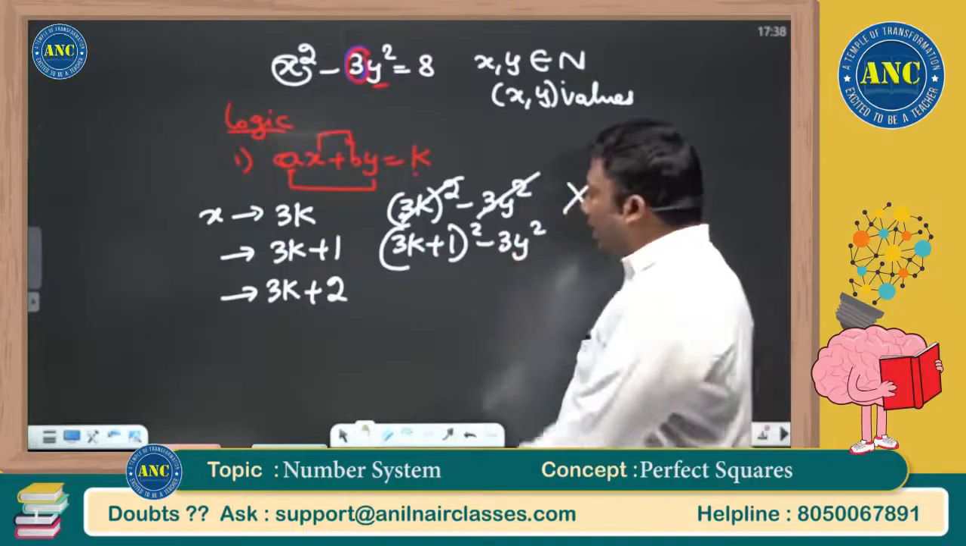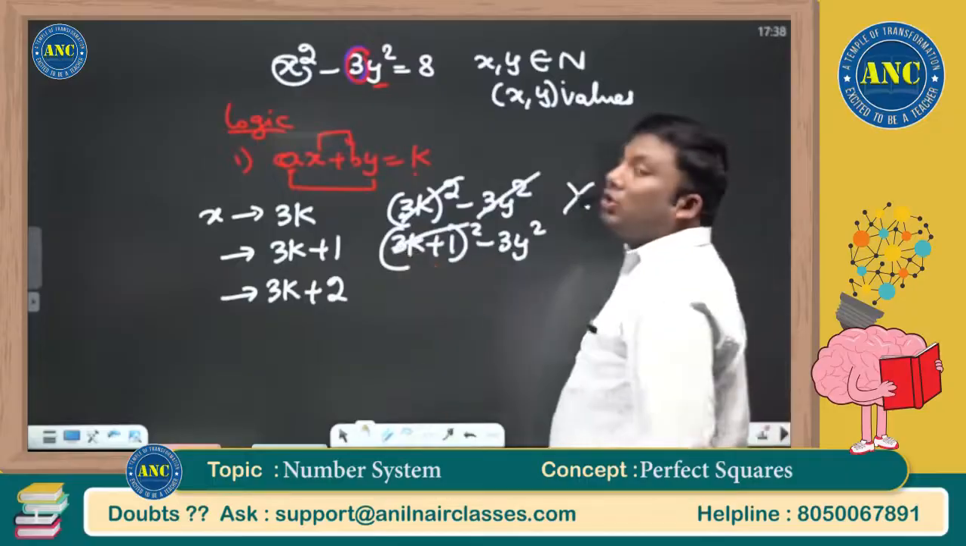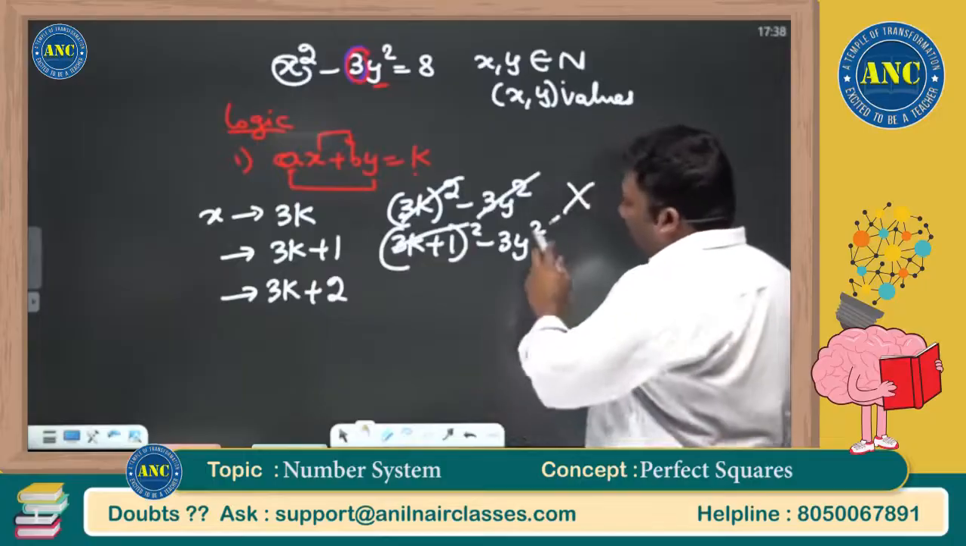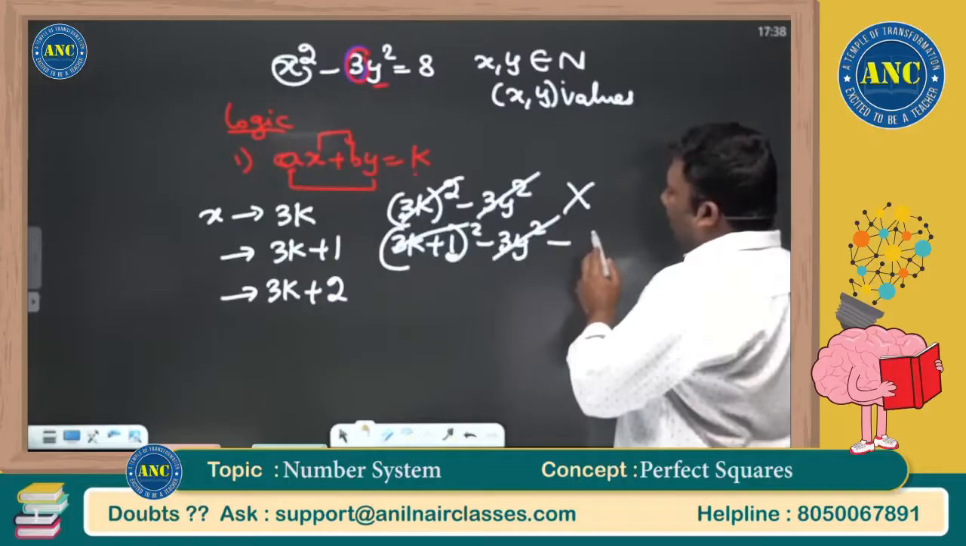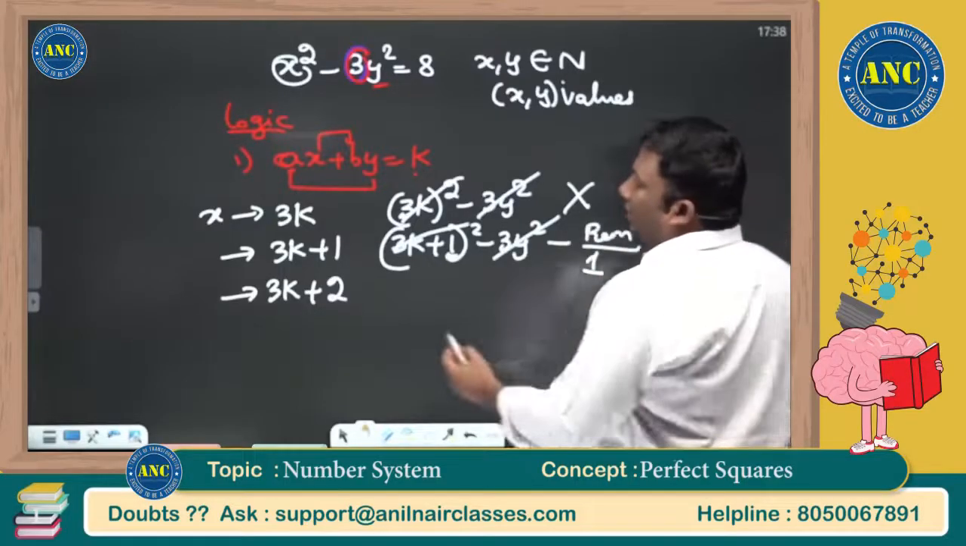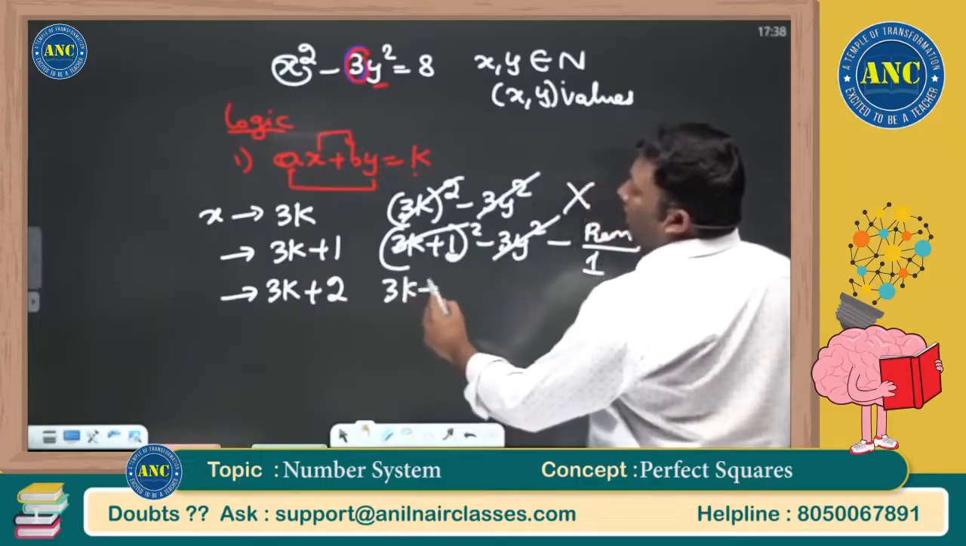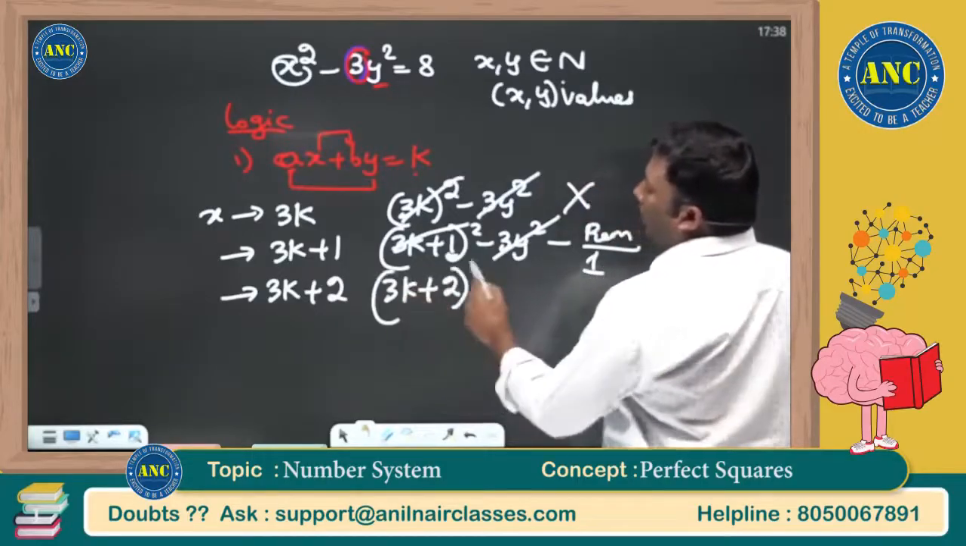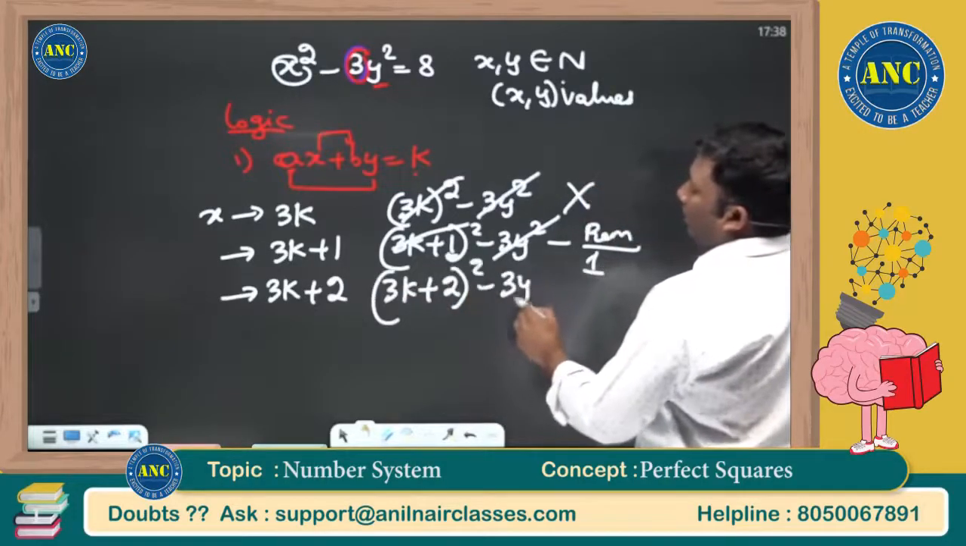3k plus 1 whole square minus 3y square. 9k square is divisible by 3. 2 into 3k is divisible by 3. 3y square is also divisible by 3. It gives a remainder. What is the remainder it gives? 1.